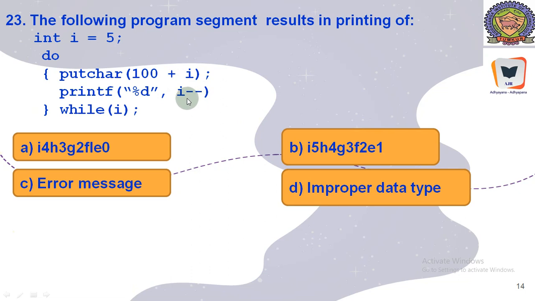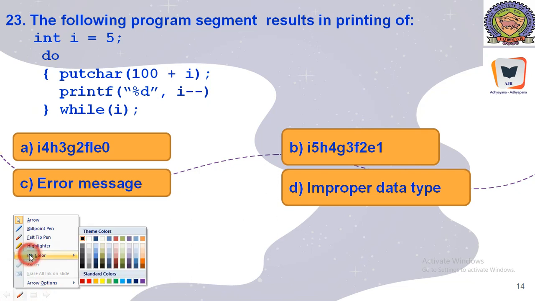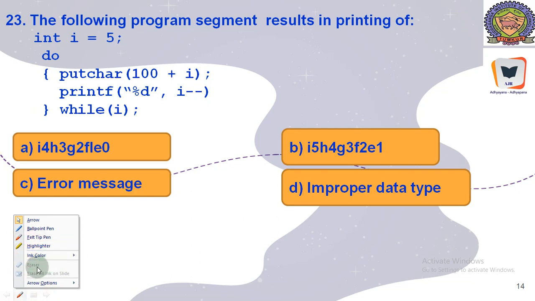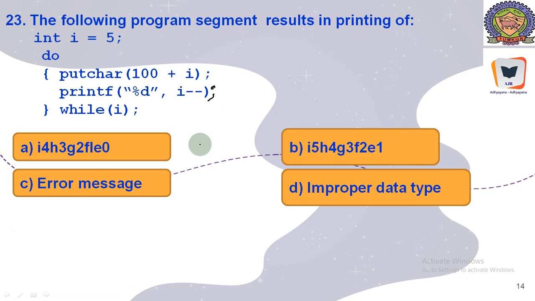And then in the second statement, what it gets? 5. Because it is I minus minus. I equal to I minus 1. Only when the compiler leaves this particular point, it will carry the value changed in the memory of I. Okay, semicolon was missing over here. Okay, I wrote that. So what it gets is 5. Then when it goes back to this particular step, I would have become 4. Therefore, it becomes 104.